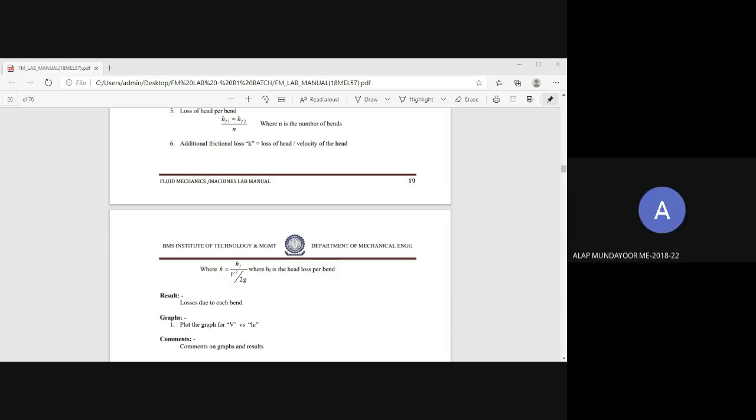So what is the range of V value? The range of V value. Can you put it in the chat box, sir?